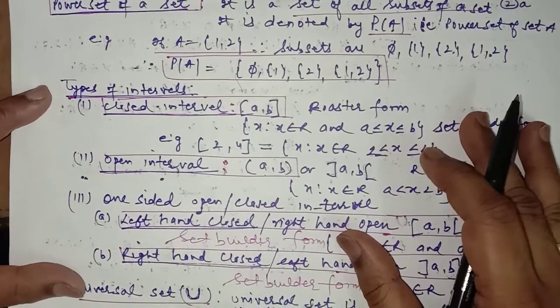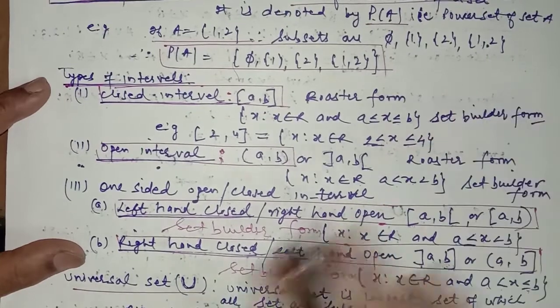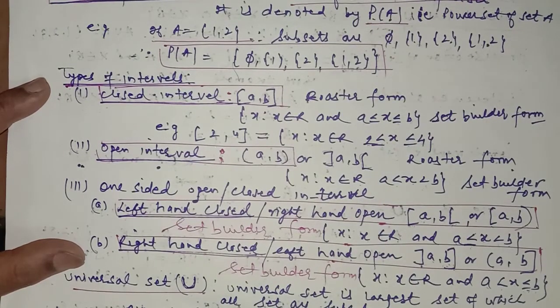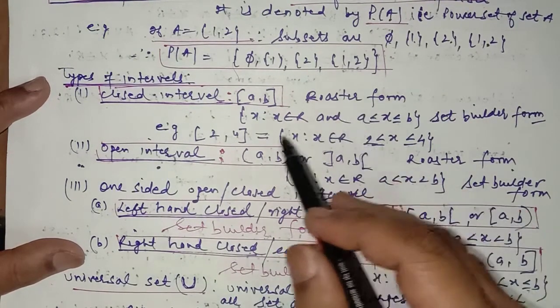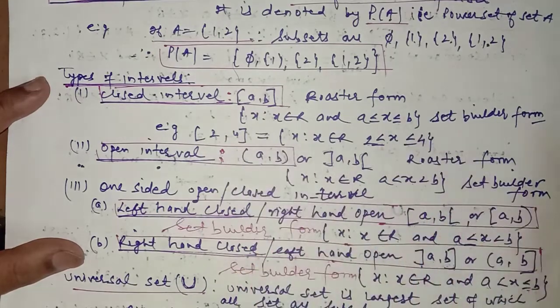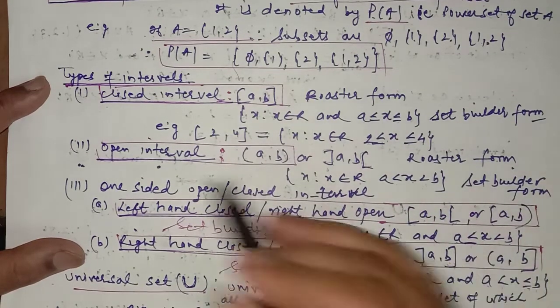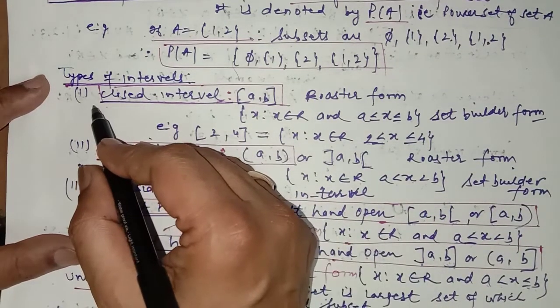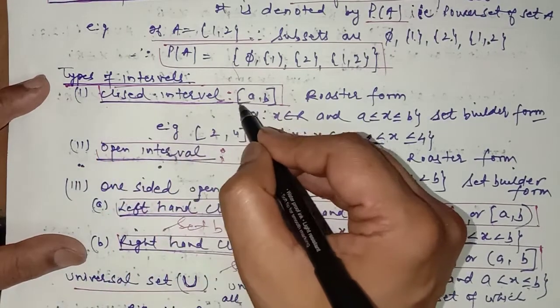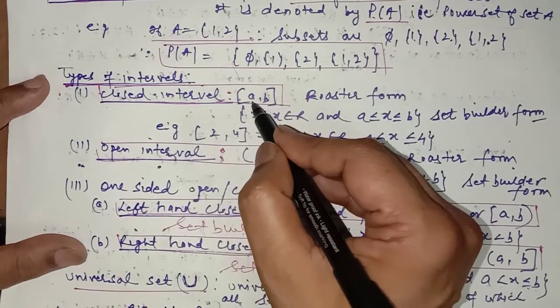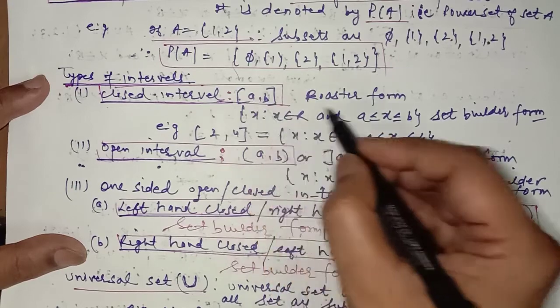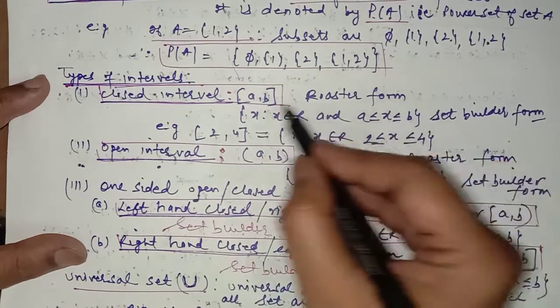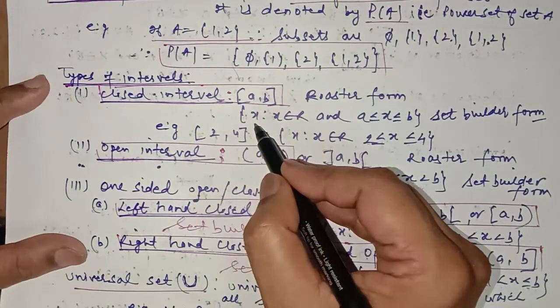Now after that we have types of intervals. These intervals are for the real numbers and we can represent the intervals in two forms, the roster form as well as the set builder form. Now the first type of interval is the closed interval. It is denoted by a square bracket with the elements a, b separated by a comma, and this is the roster form of the closed interval. Now what is the set builder form of this?